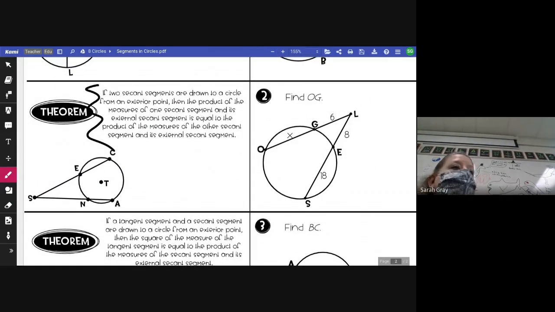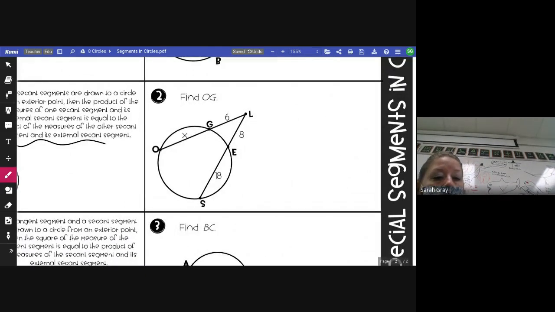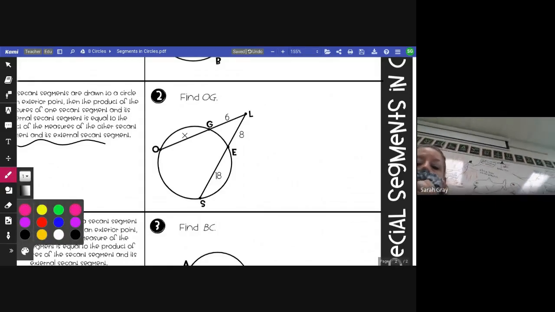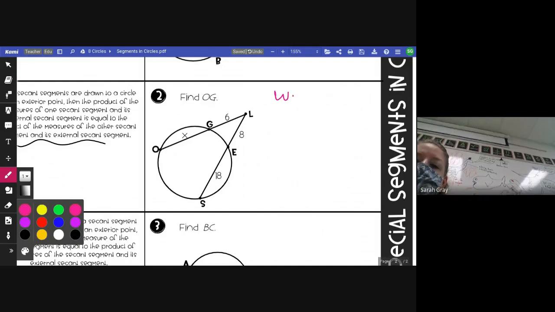Theorem 2. On the left, they have a big wordy version of the theorem, but I like whole times outside equals whole times outside. But if you want to read that and understand it, be my guest. We're going to do number 2. Find OG. So whole times outside equals whole times outside.